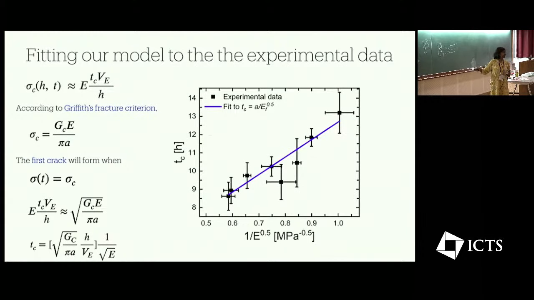And here's our data and here's our fit. All the black points here are our experimental data. This is the crack onset time plotted versus 1 over root of elasticity. Remember, the crack onset time we measured by direct visualization, and E was something that we measured using our AFM technique. Black are the experimental points and blue is the theory.